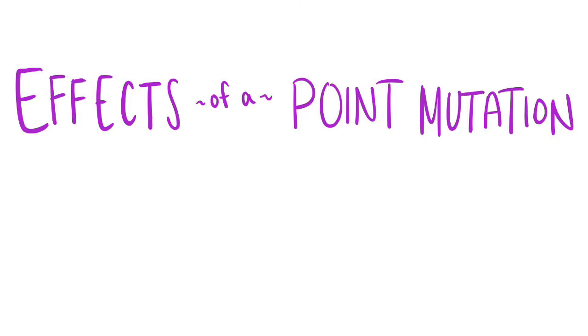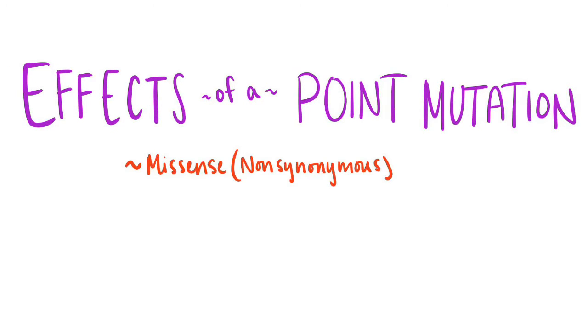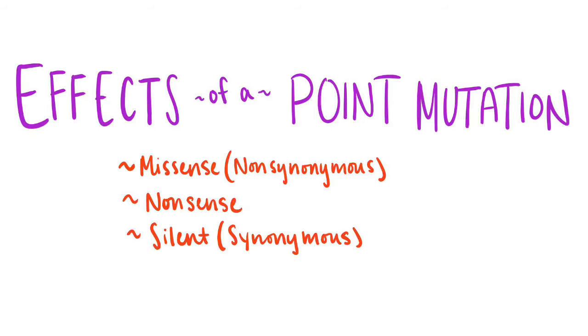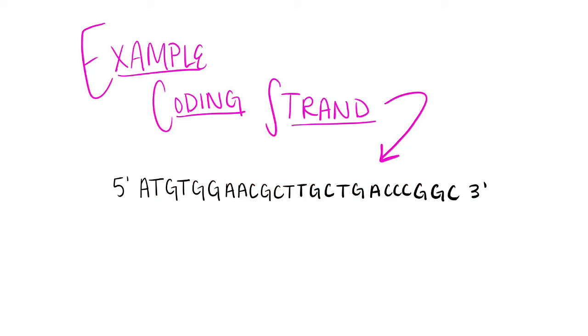Point mutations can have 4 different effects on the amino acids that are coded. These are known as missense or non-synonymous, nonsense, silent or synonymous, and read-through. To discuss these effects, let's look at this example coding strand so we have something to mutate.